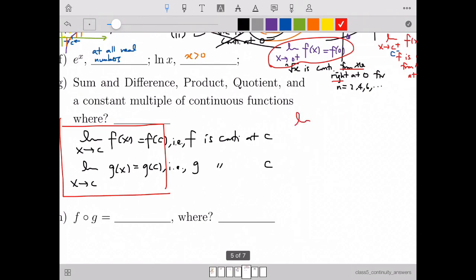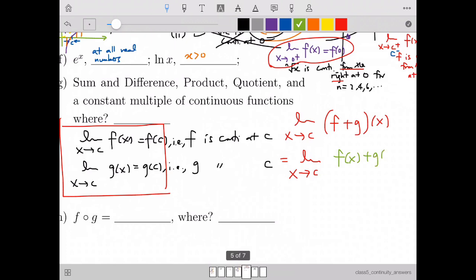Then if I look at the limit of the sum, f plus g at x, how do we do f plus g at x? You do f of x and g of x. So you evaluate f and g at each x and then add their outputs. That's what f plus g at x means.